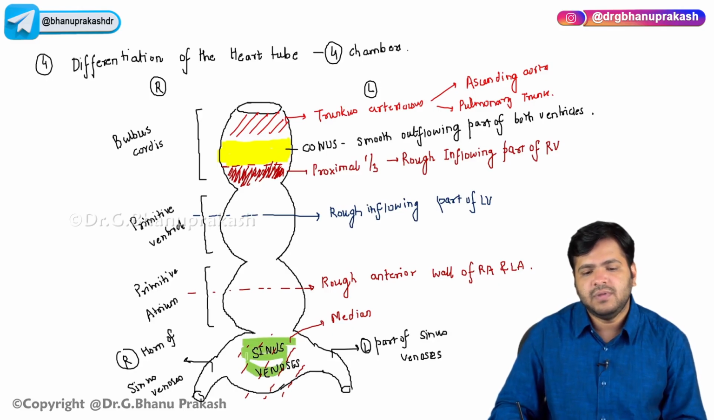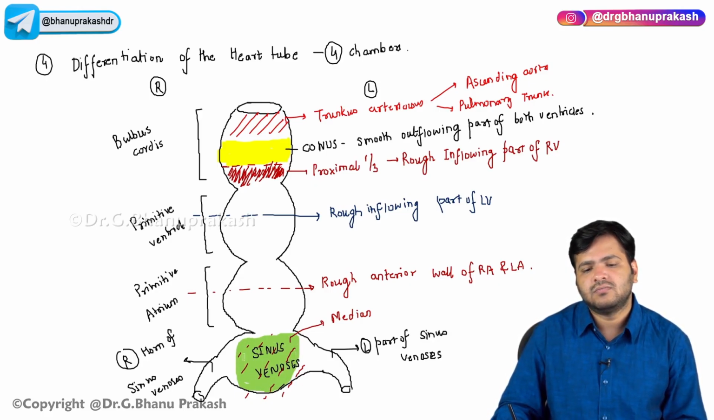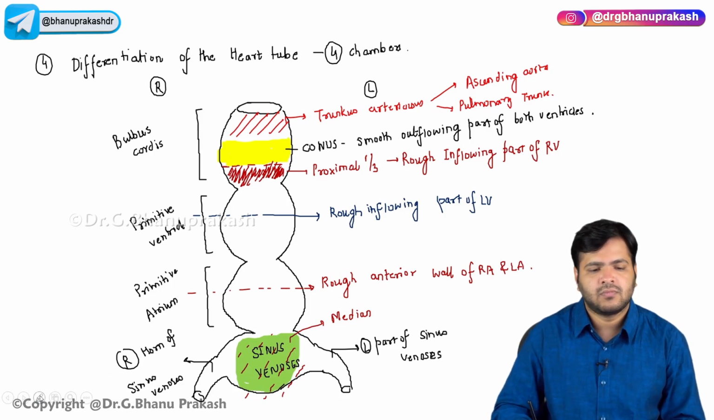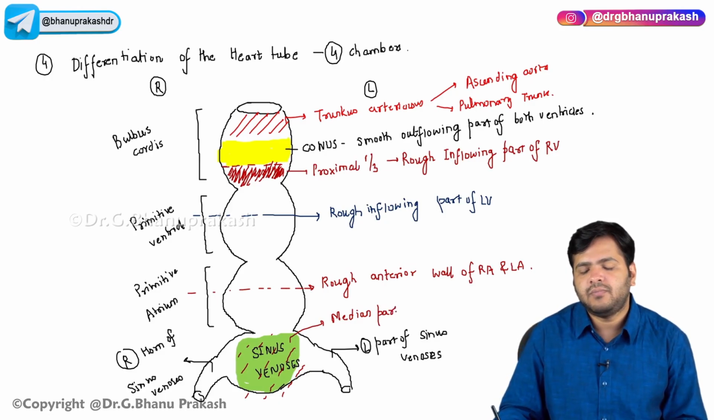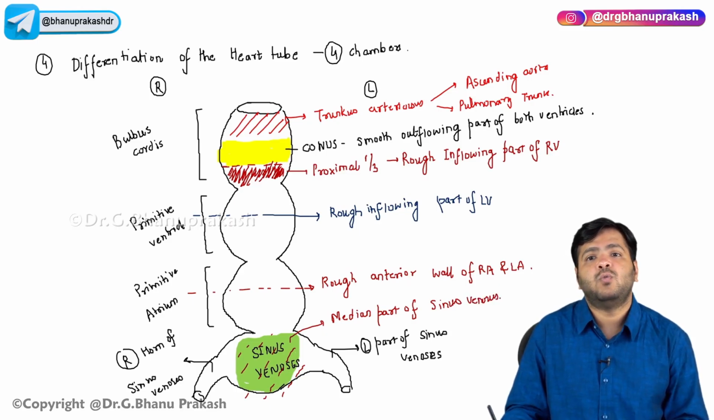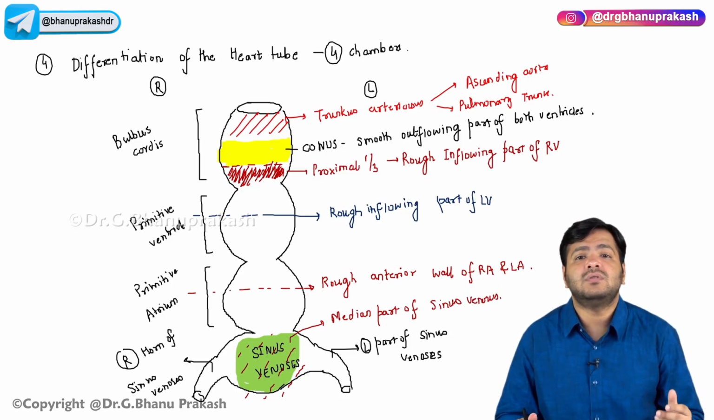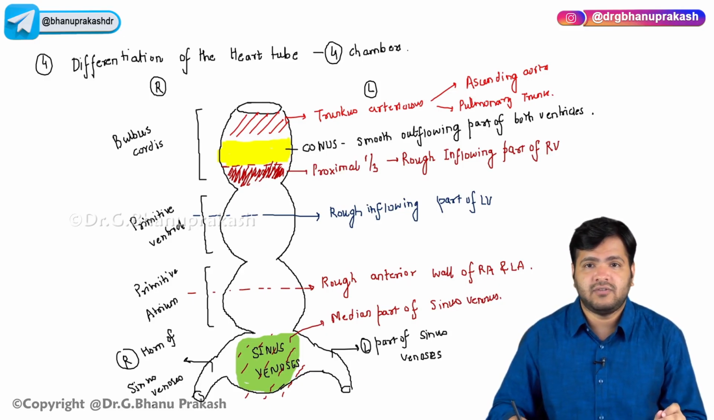This is the median part because it is just in the midline. So this is called the median part of the sinus venosus, right? It is called the median part of sinus venosus, and this median part of sinus venosus will give rise to the smooth posterior wall of the right atrium, right?